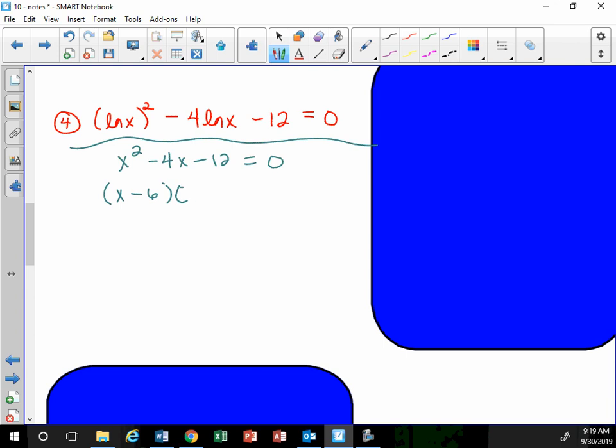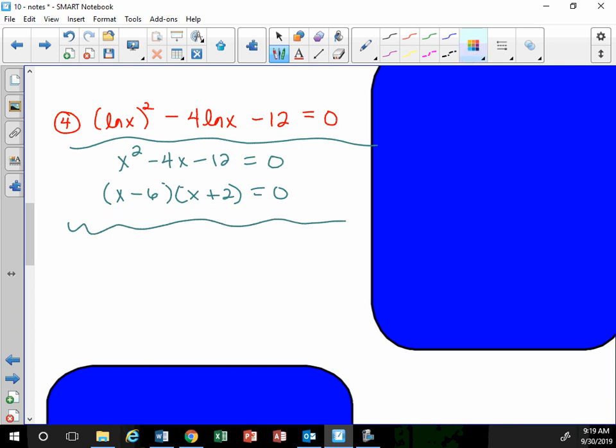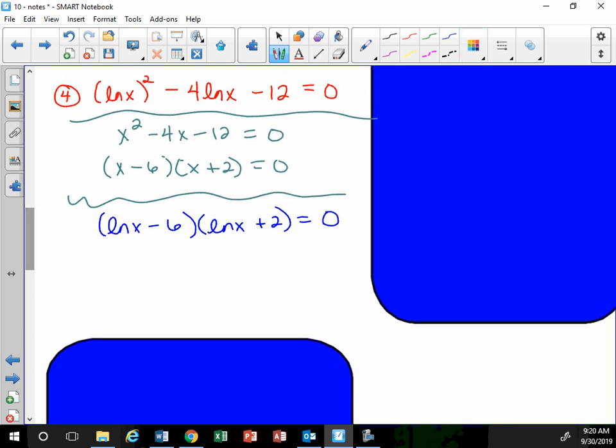Perfect. X minus 6, x plus 2, and you'd go from there, right? Okay. Our problem is the same problem, but instead of just x's, what do I have? Natural log of x. So it will factor, but instead of x minus 6, it's going to be natural log of x minus 6. And natural log of x plus 2. Do you guys see it? See how it's factoring? Okay.